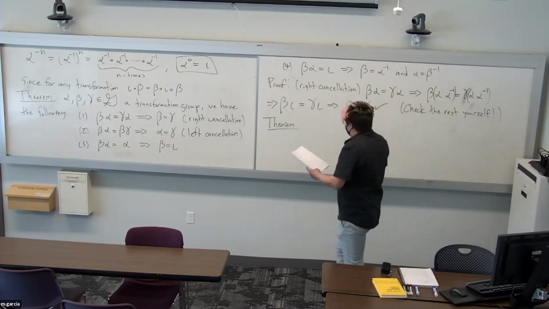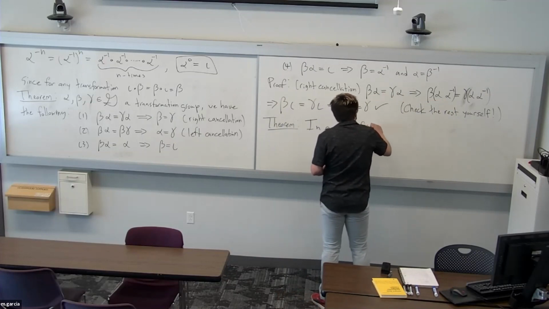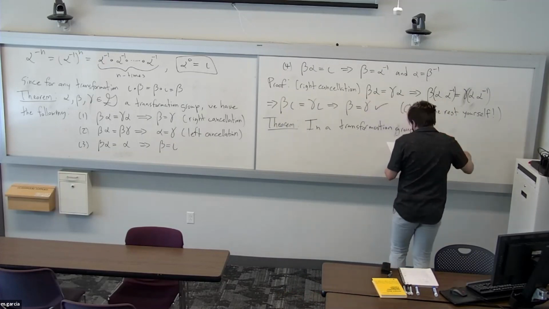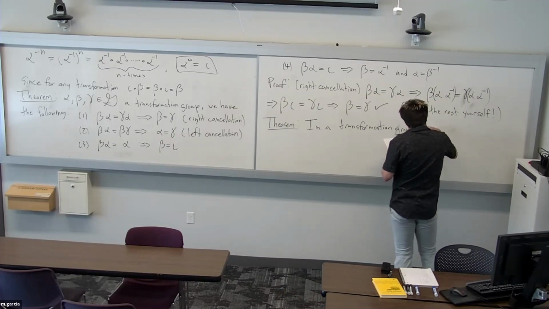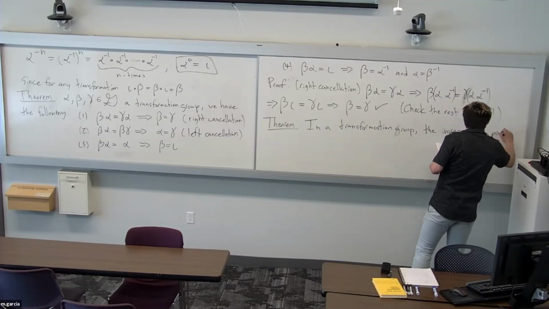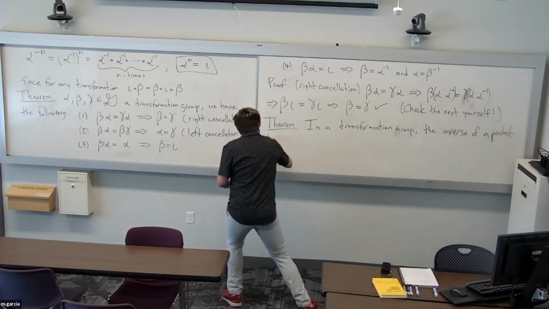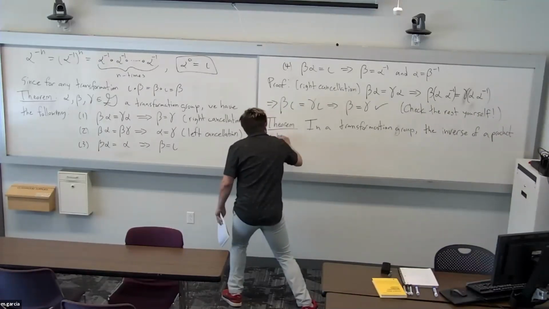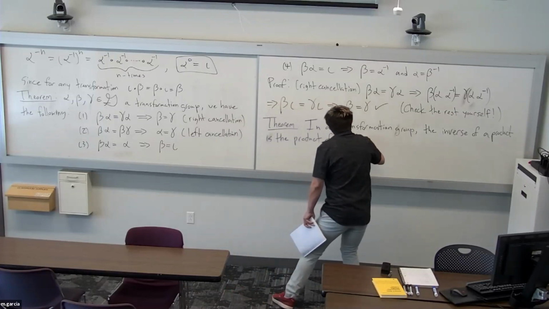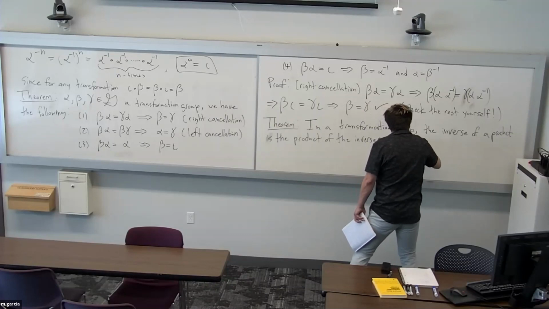Okay, so let's say in a transformation group, the inverse of a product is the product of the inverses in reverse order. Reverse order.